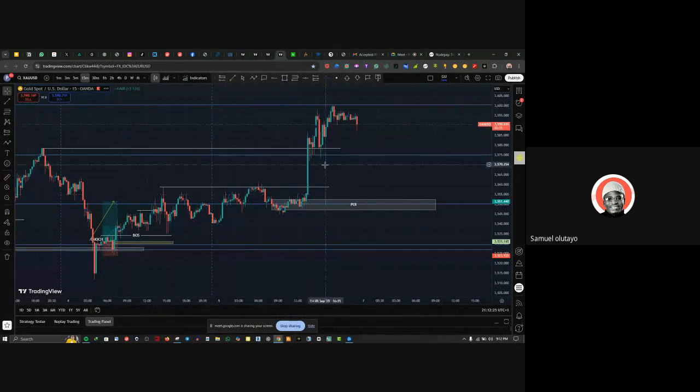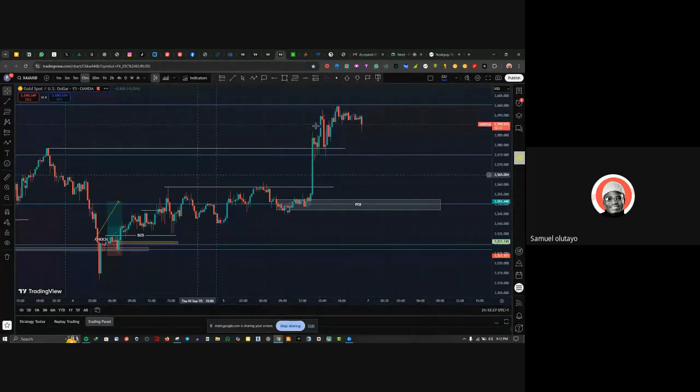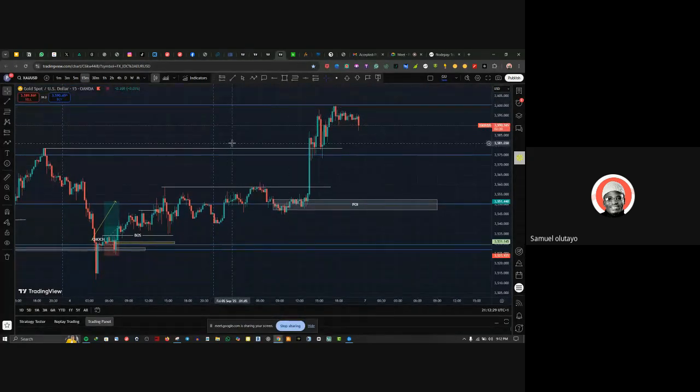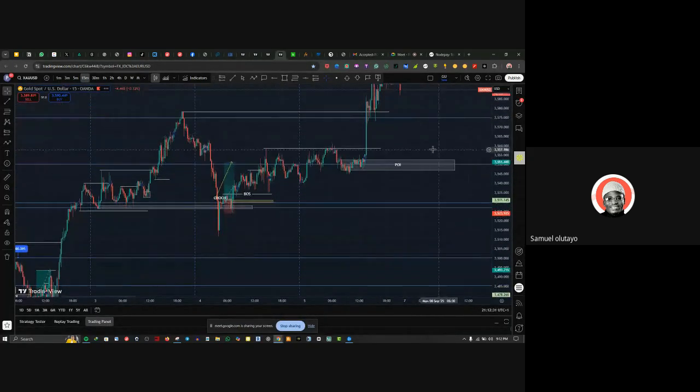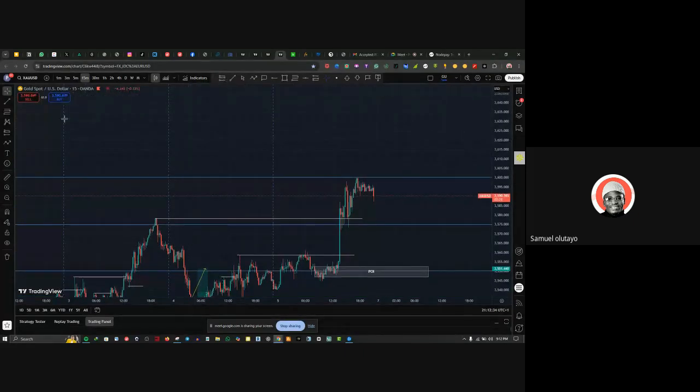Let me just type it out. Let me explain this once and for all. Category for higher time frames. When we say higher time frames, this is what we're talking about. Higher time frames have categories depending on your trading style. 1 hour is a higher time frame, 2 hours is a higher time frame, 4 hours is a higher time frame, daily is a higher time frame, monthly is also a higher time frame. Are we together now?